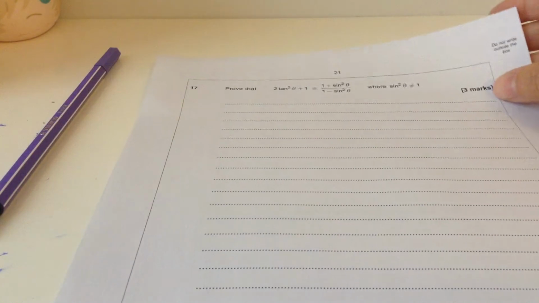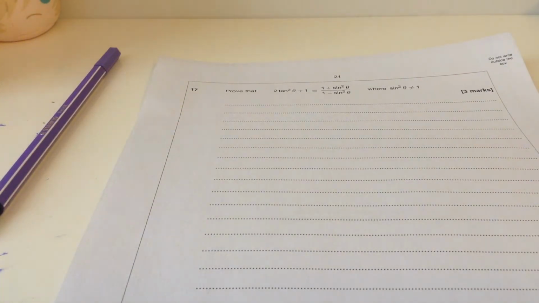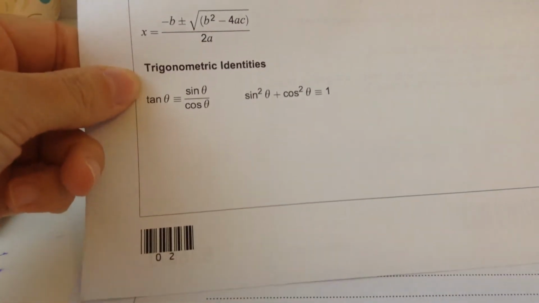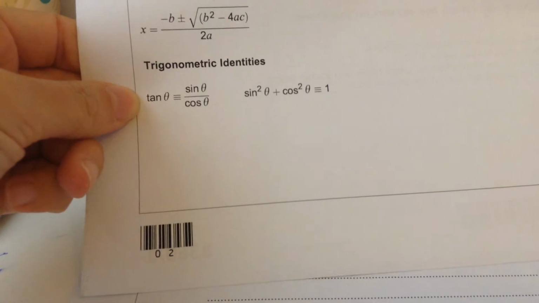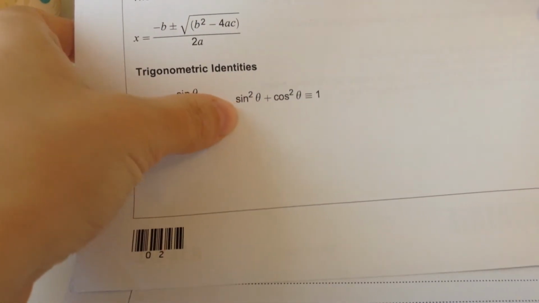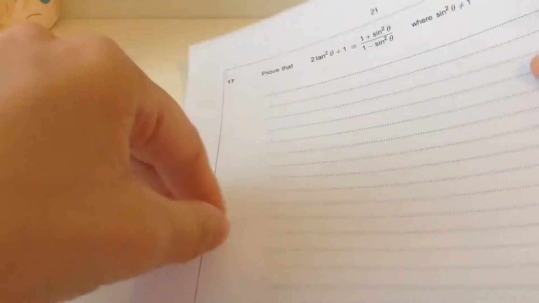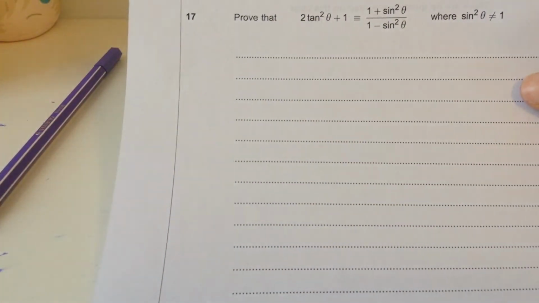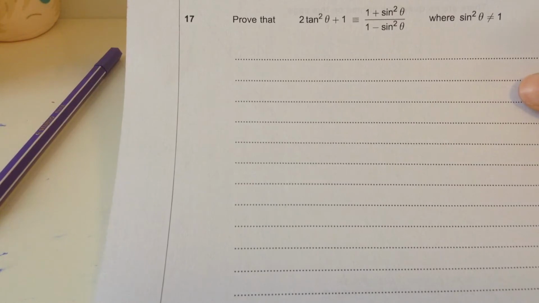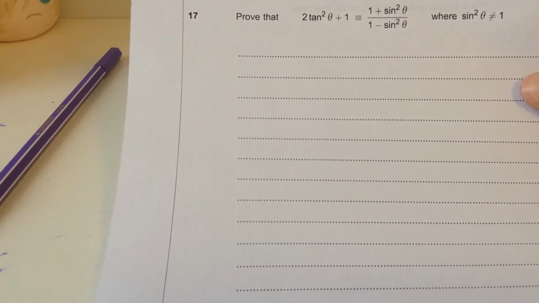Do you remember on the first page of the paper, it gave us a couple of trigonometric identities, which is that tan is sine over cos and sine squared plus cos squared equals 1. We might need to use those. So we're going to start with the left-hand side because that's how you should always prove this kind of thing.